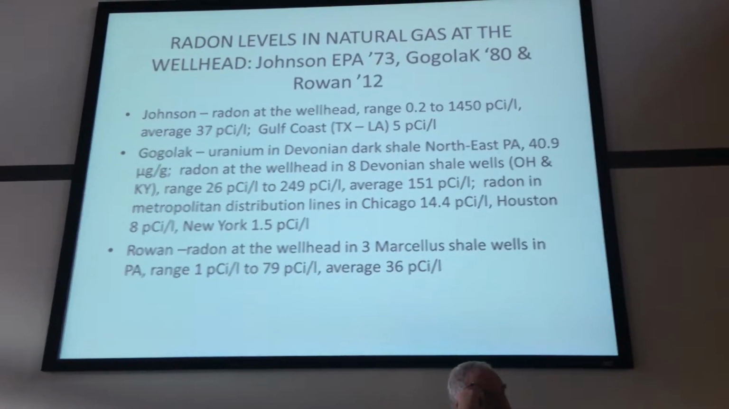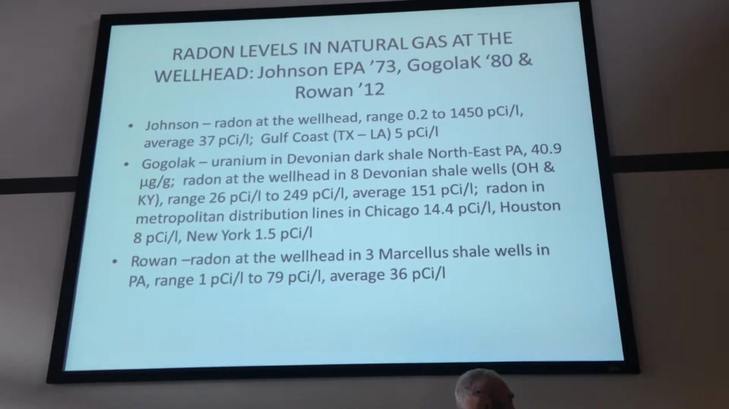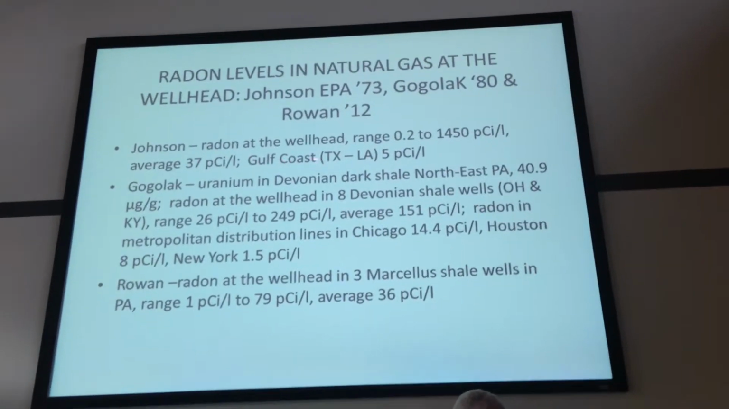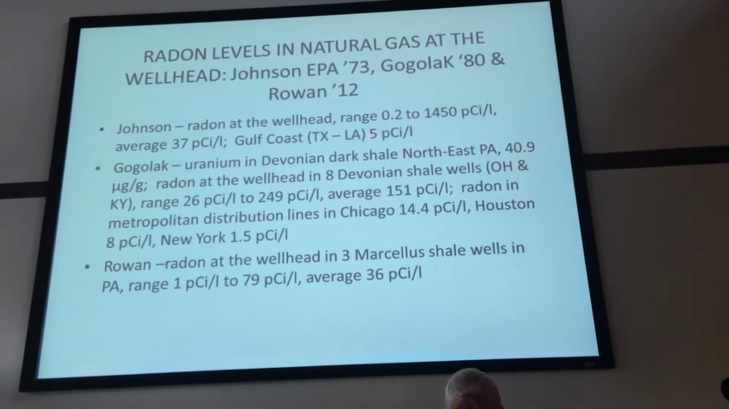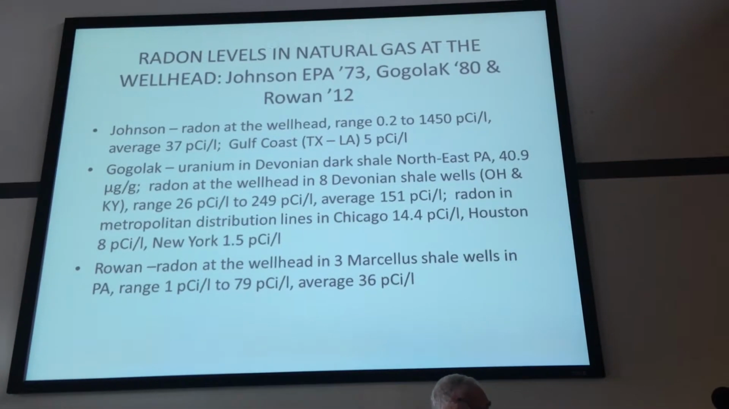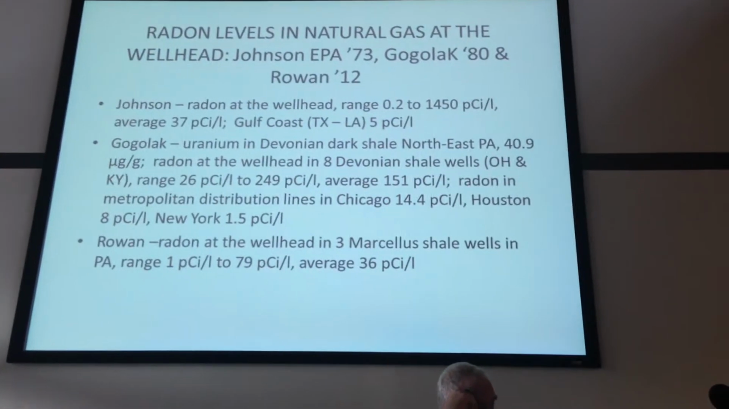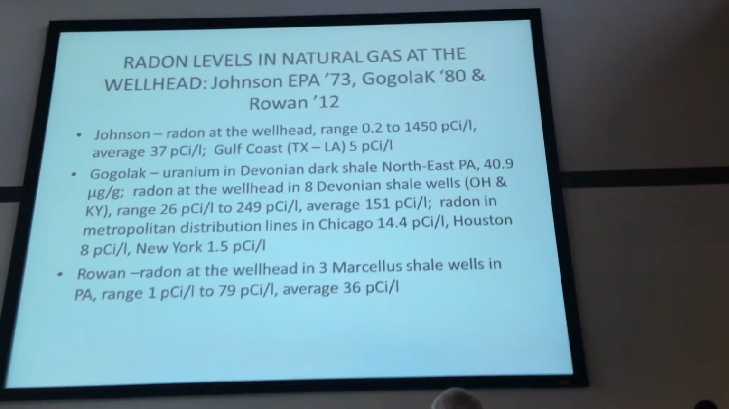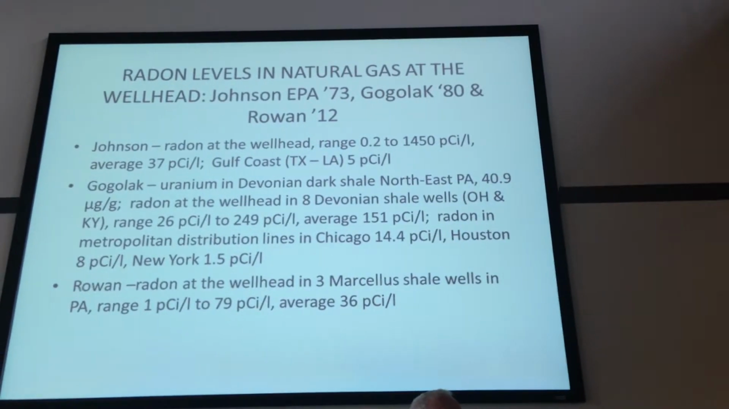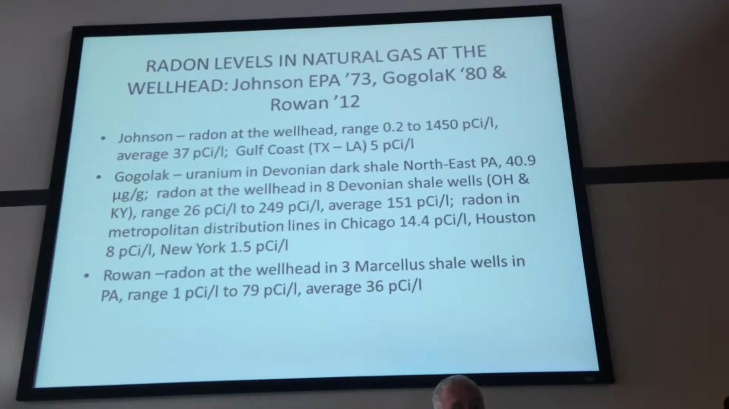What we've got here now in the New York City area, and New England as well, is the gas that we've been burning for years has been coming from the Gulf Coast. And it has an average level of 5 picocuries per liter of radon in the gas. This was a study done by EPA back in 1970. It looked at all of these deposits that I was identifying before and looked at radon levels, and they ranged from single-digit numbers like 1.2, 1.4, up to 1,450 picocuries per liter.